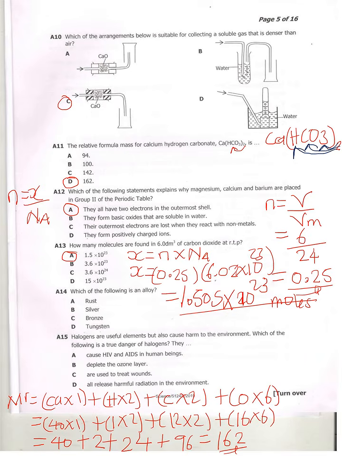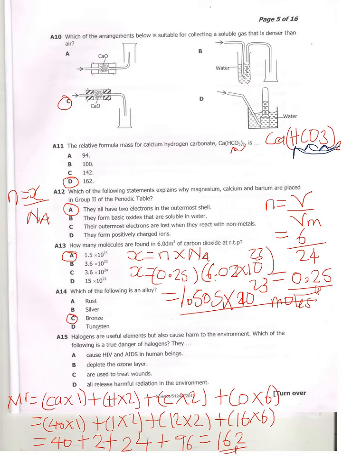Now let's move on to question 14. Which of the following is an alloy? An alloy is a substance that consists of two or more elements. Rust is not an alloy. Silver is just an element. Bronze is, so the answer here is C.